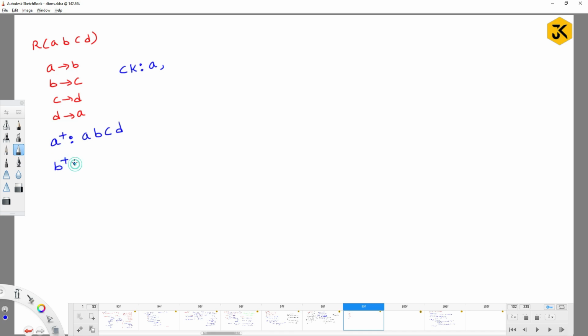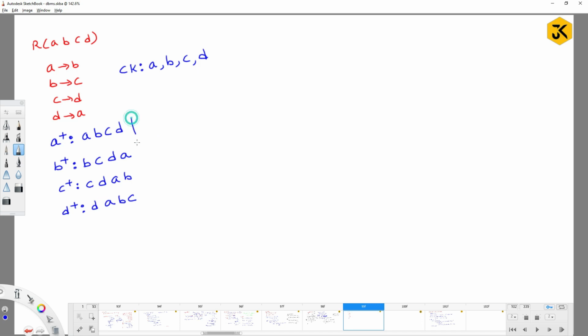Similarly, find out B closure. B itself determines B, which can determine C, which can determine D, which can determine A, meaning that B is also a candidate key. Similarly, C closure: C, D, from D I can get A, from A I can get B, so I can get C also as a candidate key. Similarly, try to find out the closure of D: D, A, B, C. So we got D also, right? Now all one level is completed.